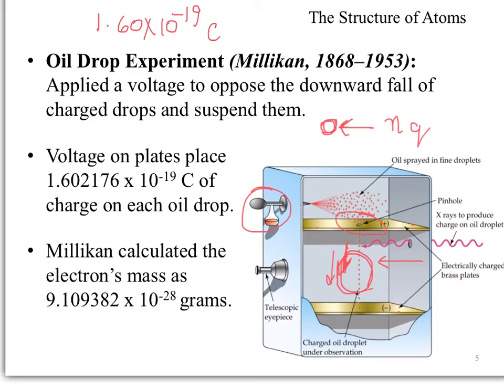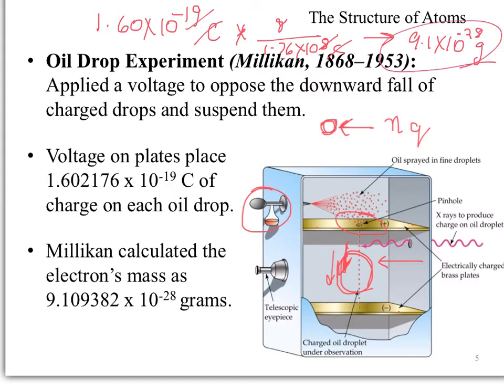And of course, Thomson's work gave the mass to charge ratio for the electron as 1.76 times 10 to the power of 8. Putting the pieces together, the mass of an electron was determined to be 9.1 times 10 to the negative 28 grams. That's tiny. That's very, very small.